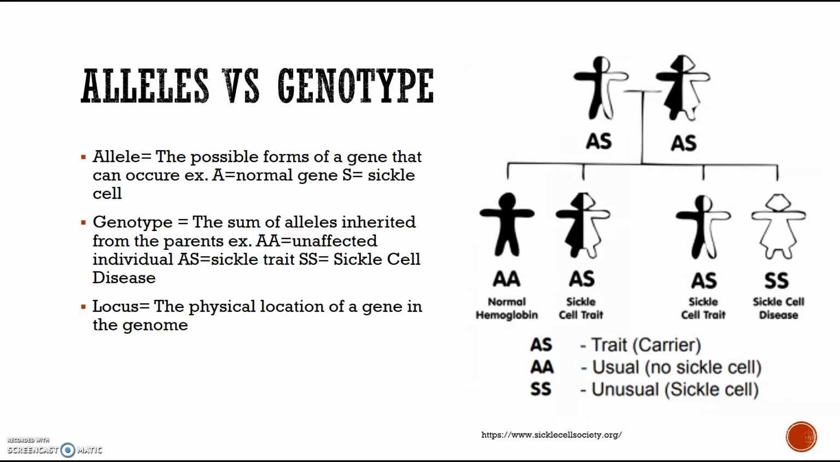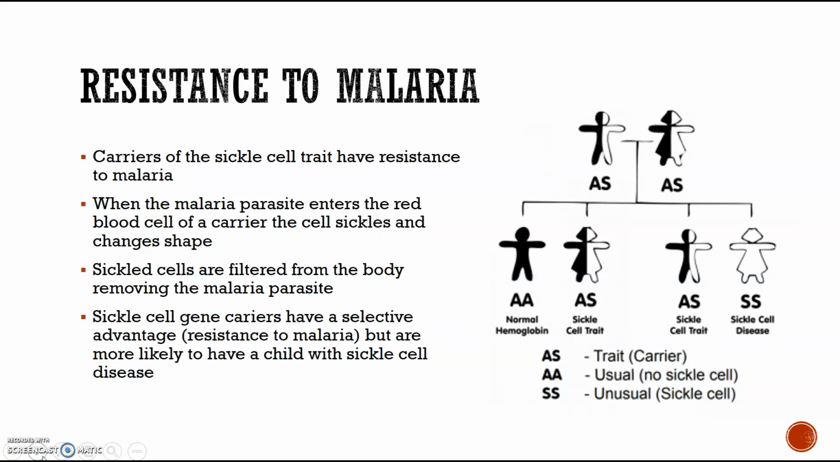The other vocab you need to know is locus, and that's just the physical location of a gene on the genome. So if we say that a gene is located on a certain arm of chromosome 21, that is that gene's locus. Think of it as similar to the word location.